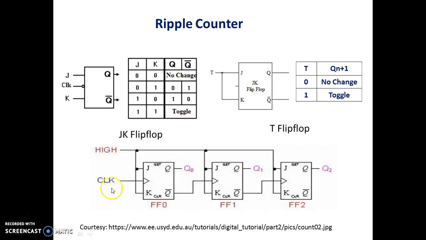Using the T flip-flops, or JK flip-flops where the J and K are short circuited and made high, that time this is the toggle state. So every time the input clock is given, the output toggles. So it divides the frequency by 2. So dividing the frequency by 2, we get the mod 2 counter. Such mod 2 counters are cascaded in series, and we can have mod n counters.